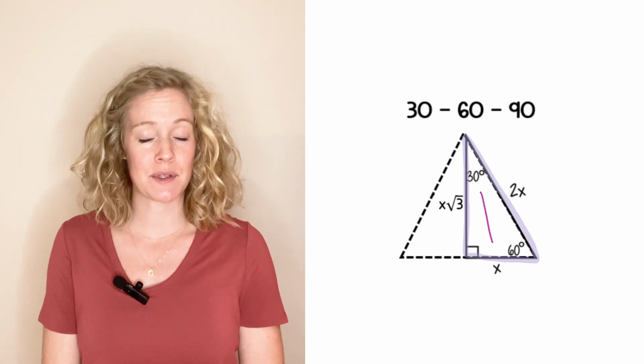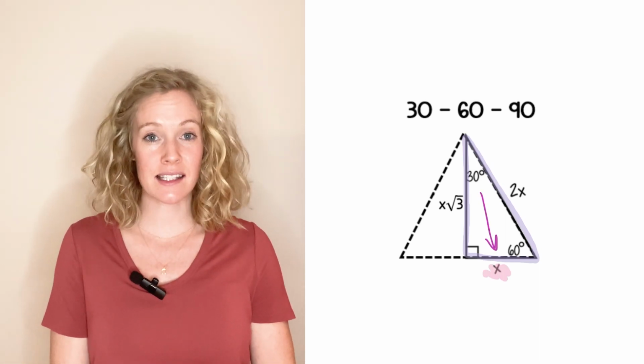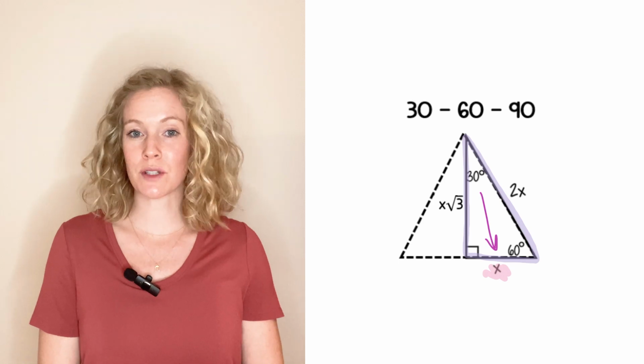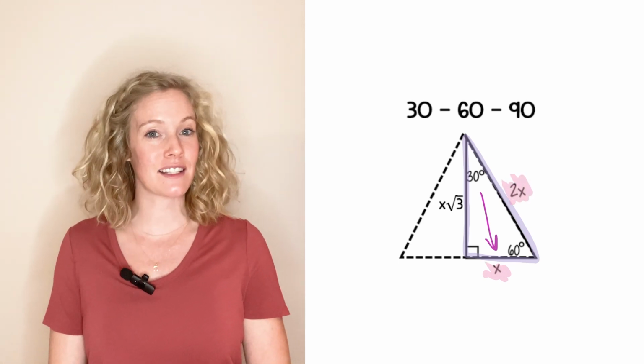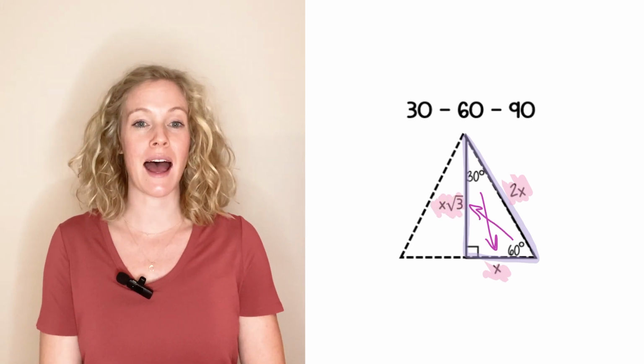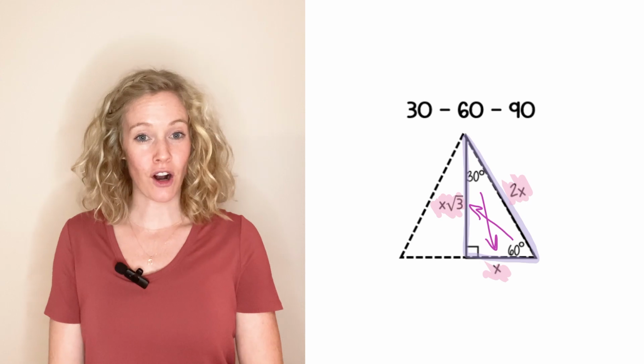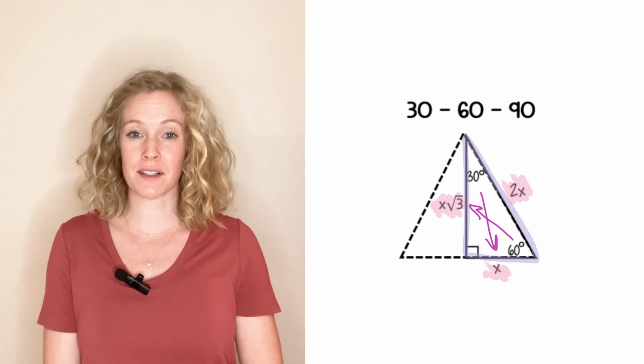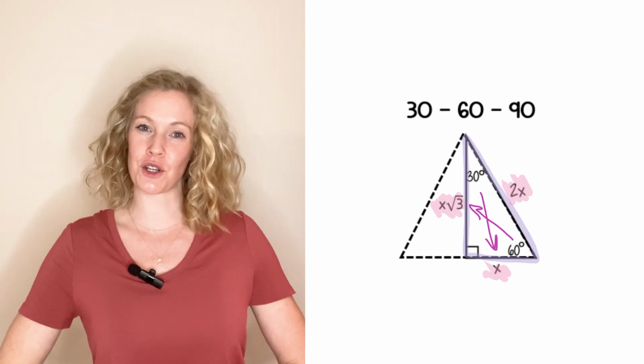Our short side, opposite of the 30-degree angle, is our x. Our hypotenuse is 2 times the short leg, so 2x. And then our long leg, opposite of the 60-degree angle, is our short leg times root 3, so x root 3. This tends to be the hardest of the two triangles because all three sides are different, but have no fear, I'll show you some tricks.